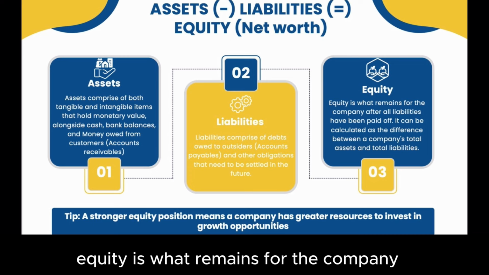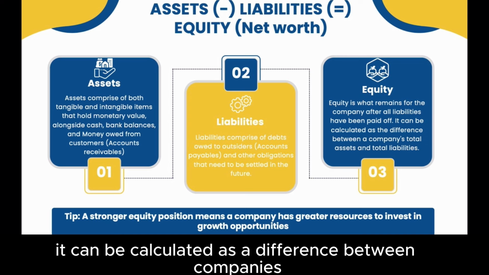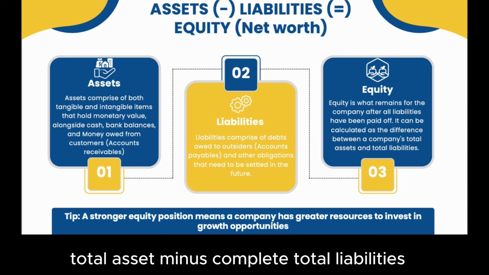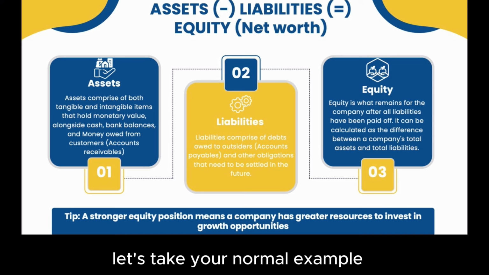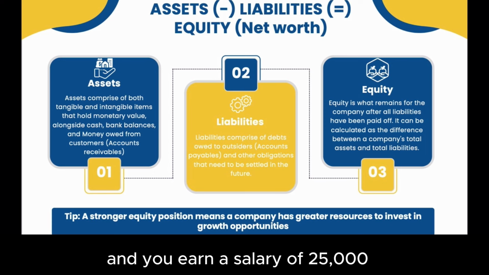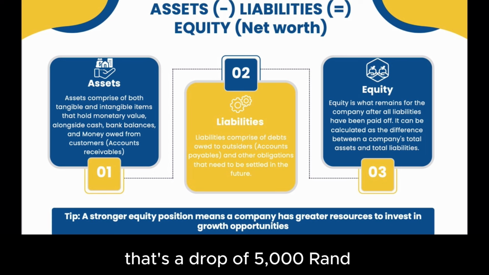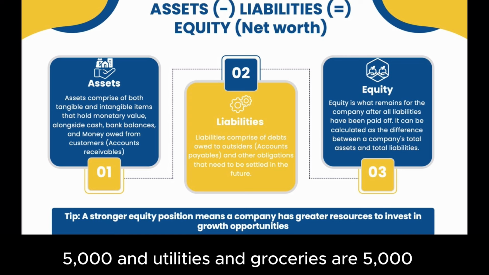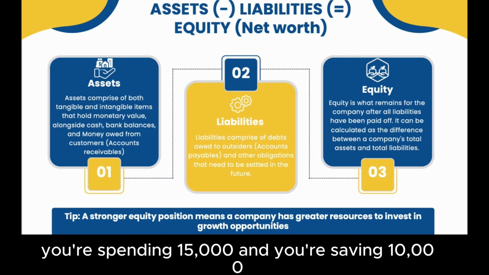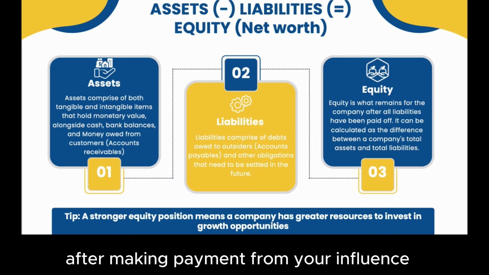Equity is what remains for the company after all liabilities have been paid off. It can be calculated as the difference between the company's total assets minus the company's total liabilities. For example, let's take a normal example. Let's say you are a salaried person and you earn a salary of 25,000, of which you have to pay your mortgages, loans, etc. for 5,000, rent 5,000, and utilities and groceries are 5,000. So in total, you are spending 15,000 and you're saving 10,000. 10,000 is your equity after making payment from your inflows.